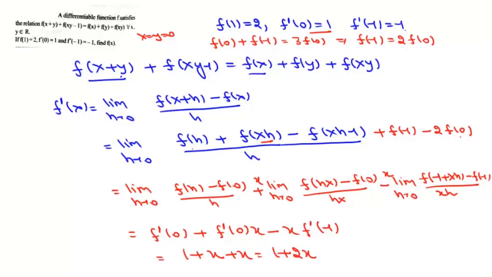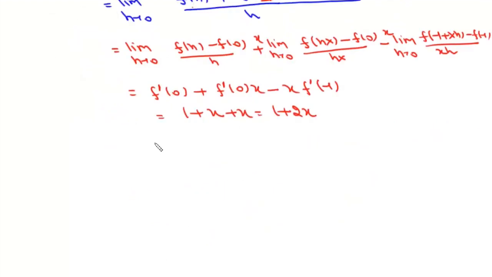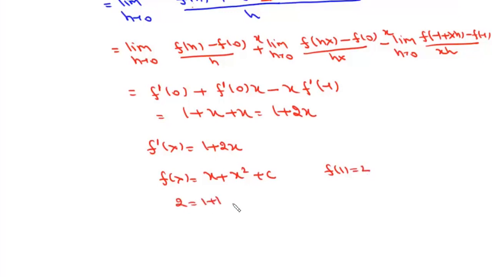So in this case f dash x is 1 plus 2x. Now if we integrate, we can write f(x) as x plus x square plus c. Now we are given that f(1) is 2. So this is 2 and this is 1 plus 1 plus c, which implies c equals 0. That means our function f(x) is x plus x square, and that is the answer to this question.